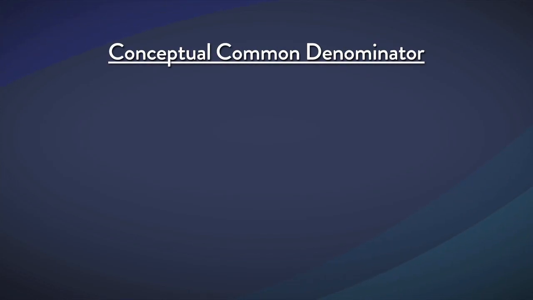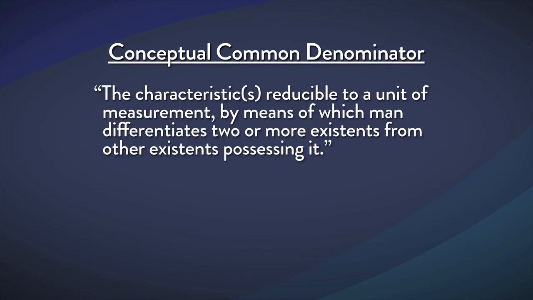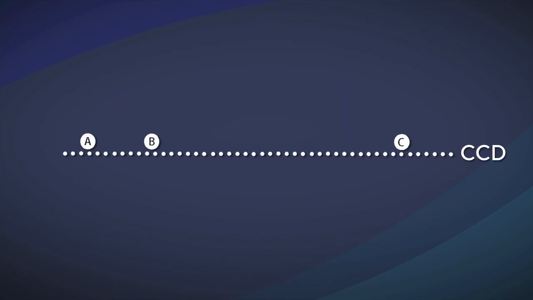This is Ayn Rand's definition. The conceptual common denominator is the characteristic or characteristics reducible to a unit of measurement by means of which man differentiates two or more existents from other existents possessing it. The CCD is what allows us to say A and B belong together as opposed to C.